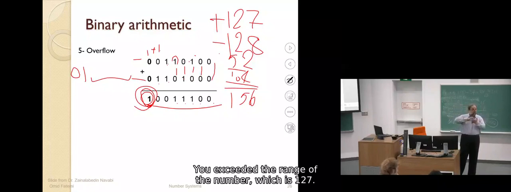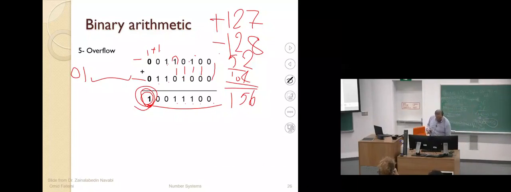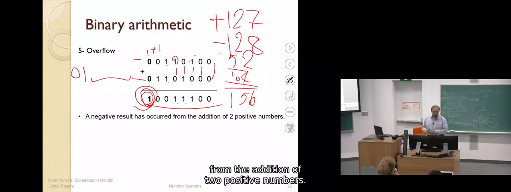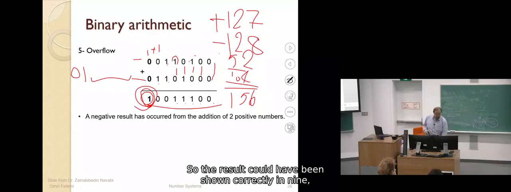You exceeded the range of the number, which is 127. The maximum positive number is 127. A negative result has occurred from the addition of 2 positive numbers, if we are thinking of it as a signed number, not as an unsigned number.